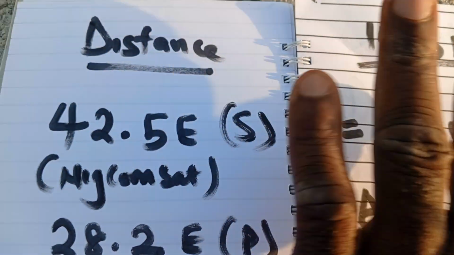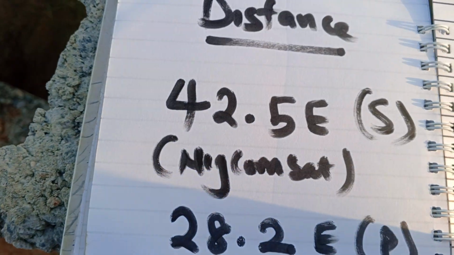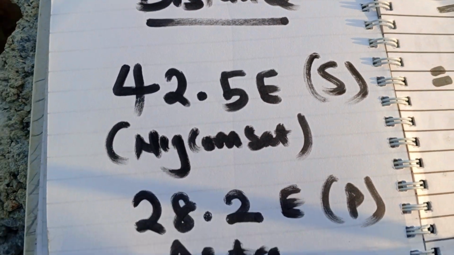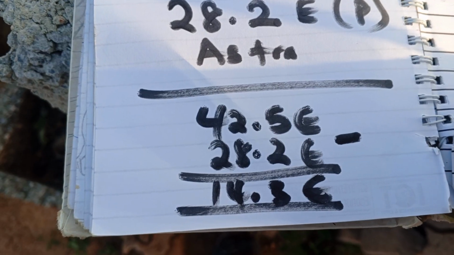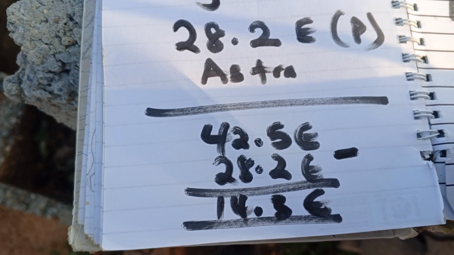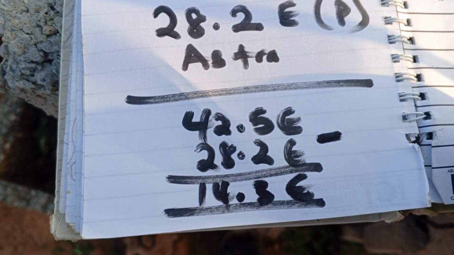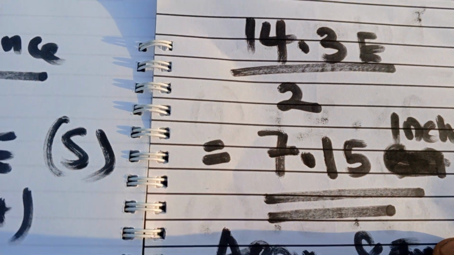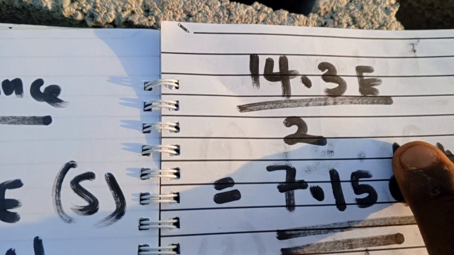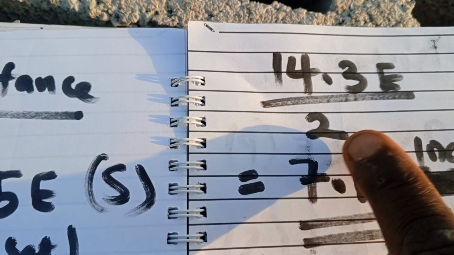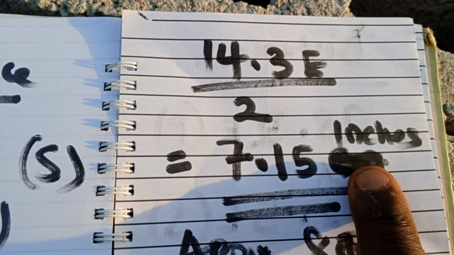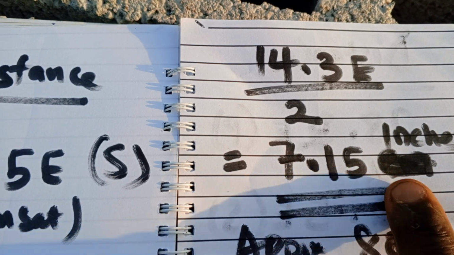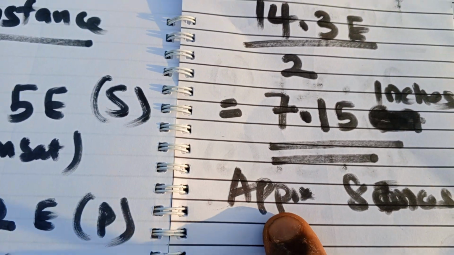So this is what you need: 42.5 E and 28.2 E. 42.5 less 28.2, you have 14.3. Since you are looking for the distance between two, which is average, you divide it by 2, you get 7.15 inches, approximately 8 inches.